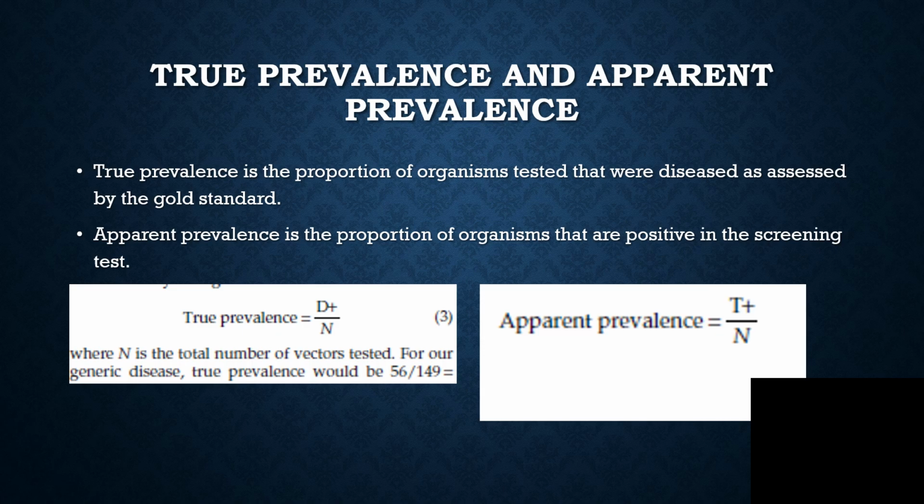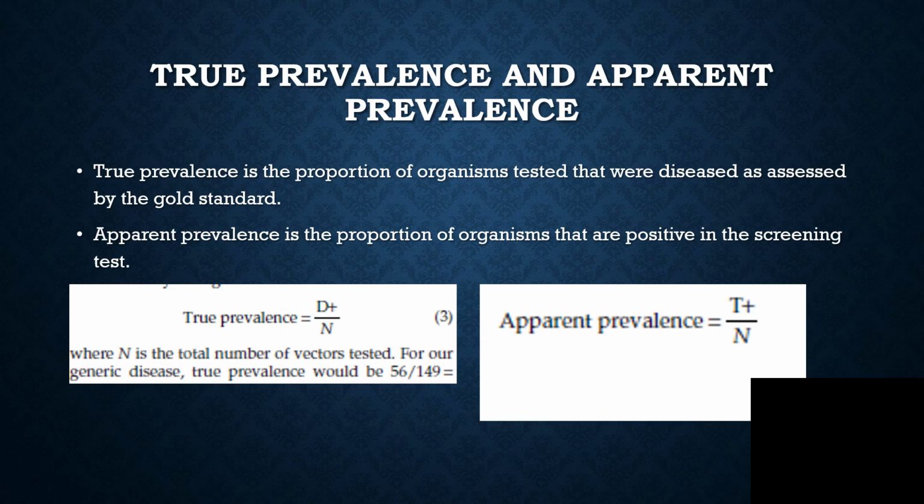Using the numbers we saw in 18.1, you can use the D plus over the N, where N is the total amount as a whole. It was 149 as the total, and 33 was D plus, meaning the disease was present in the organism. So 33 divided by 149 is going to be 22%. You can do the same thing with apparent prevalence, T plus divided by the total. In this case, T plus was 96, divided by 149, and you would get 64.4%.